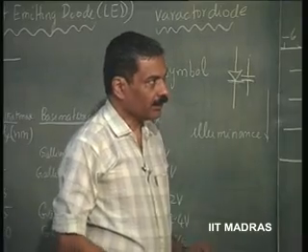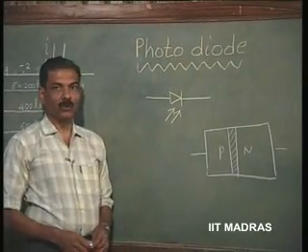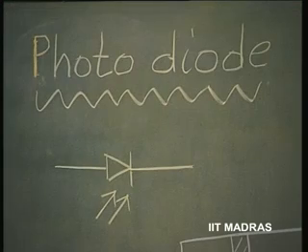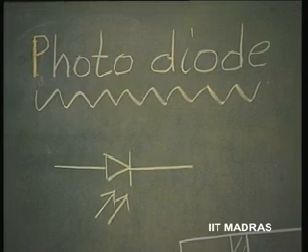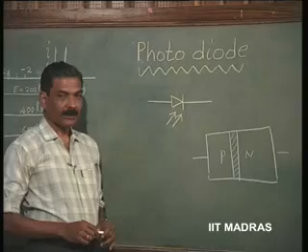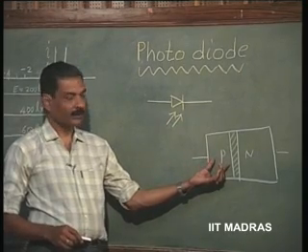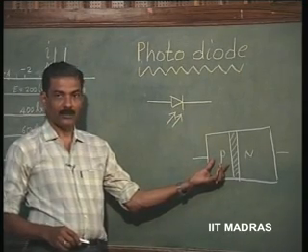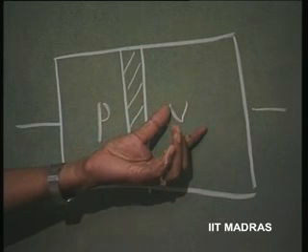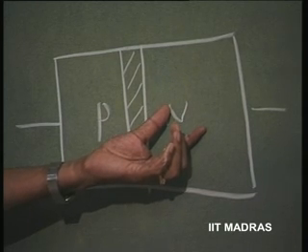Now, let us consider another important diode which is called the photodiode. What is it? Again we can go back to our p-n junction. The p-n junction has a certain amount of leakage current in it. The p material has majority carriers which are holes and minority carriers which are electrons. Here we have majority carriers which are electrons, but minority carriers which are holes.